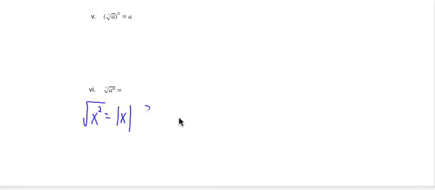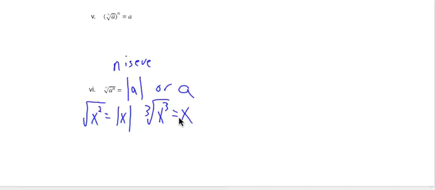Here's the weird difference, though. If we do the same thing with a cube root, we just get x. We don't get absolute value of x because this answer could be positive or it could be negative. So what we find is that the answer to this one is the absolute value of a or just a, depending on whether n is even or odd. Okay, so basically if our index is even and you're taking the root of a variable and you're getting a cancellation with an exponent, you need to use absolute values. If it's odd, you don't, and in fact you shouldn't.